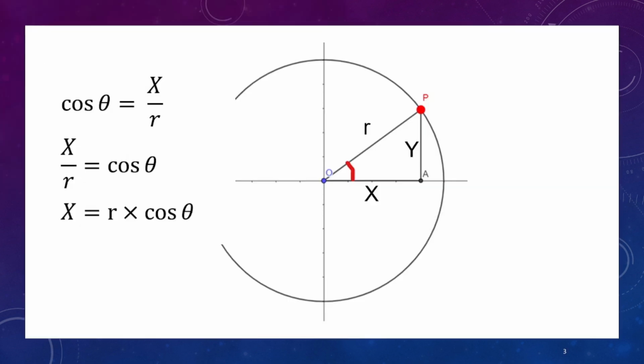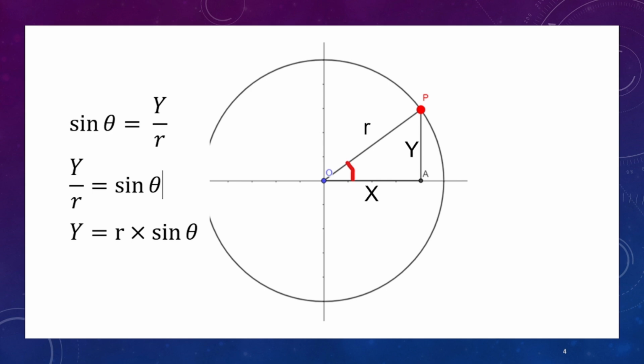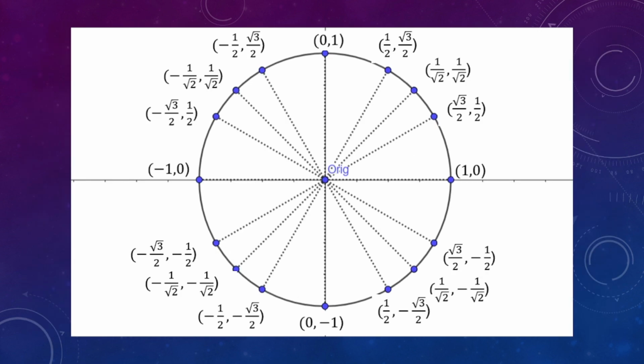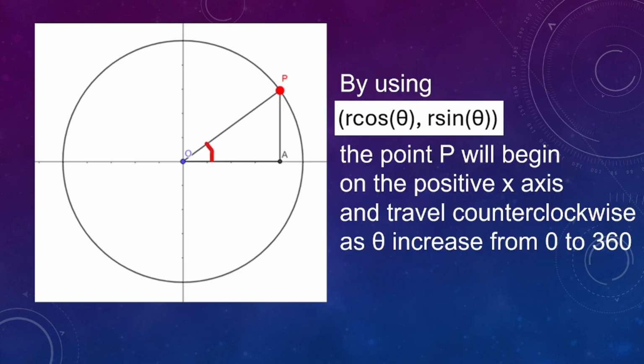First of all, we'll note that on any circle, the point P can have the following coordinates. The x-coordinate can be r cosine theta, as you see here. Similarly, the y-coordinate can be r sine theta, which, if we let r equal 1, by the way, gives us this very well famous unit circle.